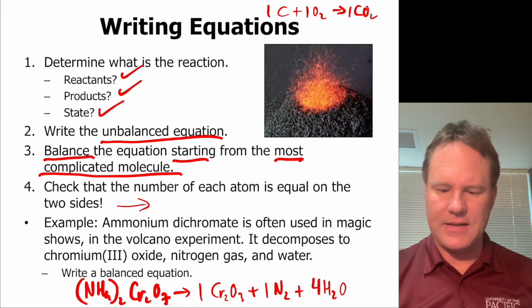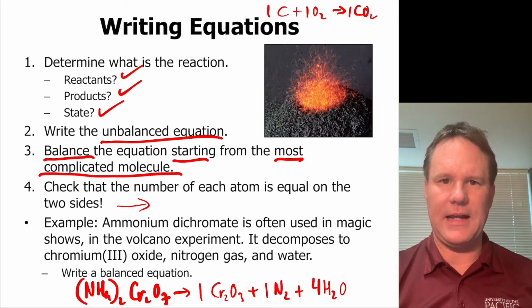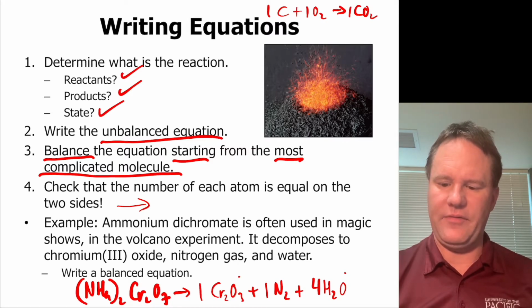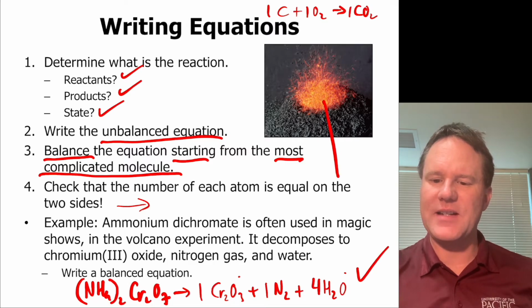So let's see if it adds up. On the left, the only element I have to check is the one that I haven't yet, and it's oxygen. 7 on the left, and then 3 and 4, that's also 7 on the right, so it's neatly balanced. And then this here is actually how it works.